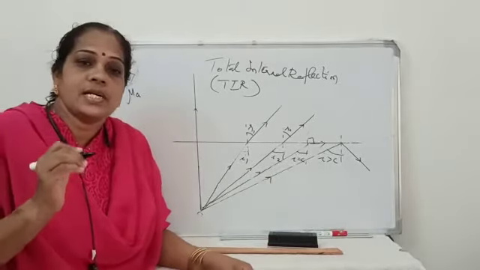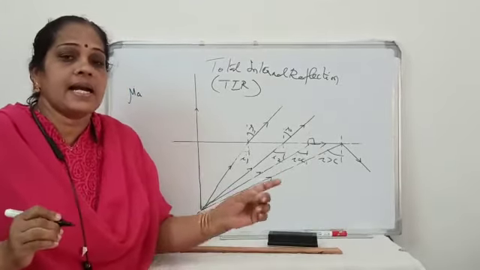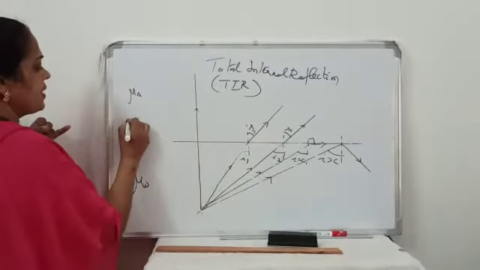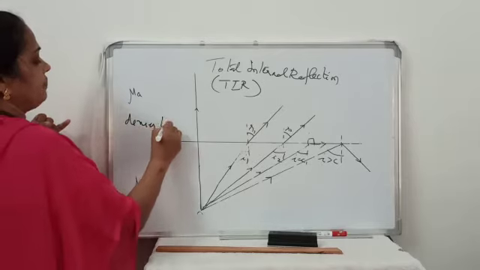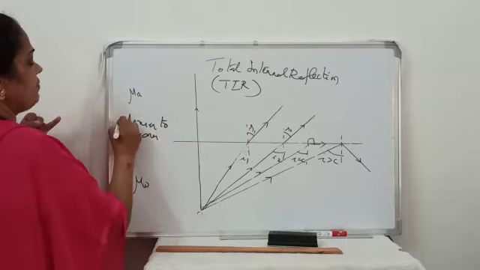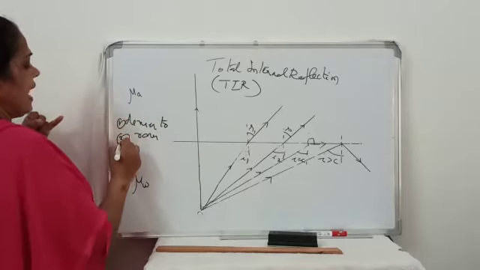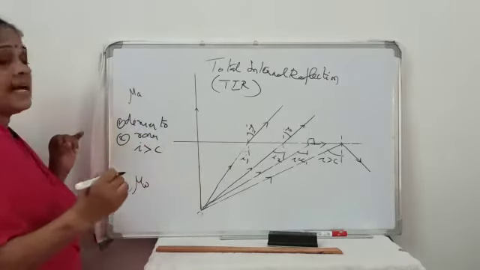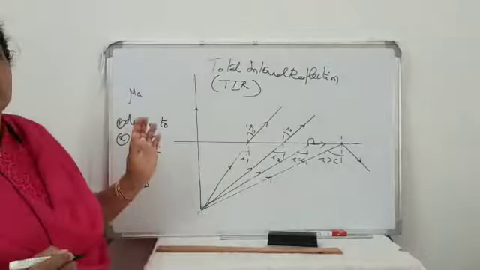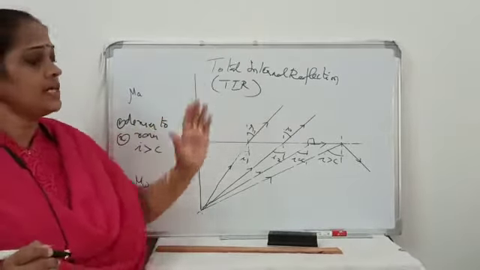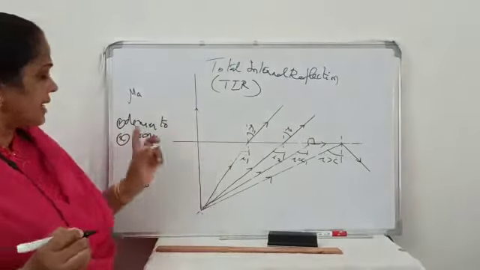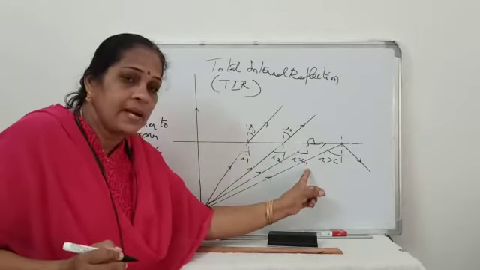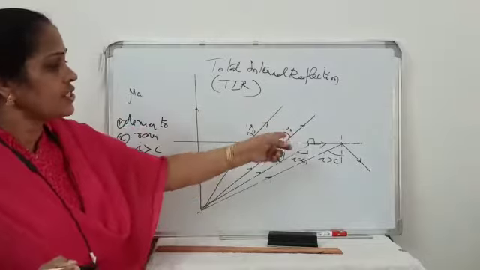For total internal reflection to take place, the conditions are: number one, light must travel from denser to rarer. And the second is, the angle of incidence must be greater than the critical angle. These are the two conditions for total internal reflection to take place. Critical angle is the angle of incidence in the denser medium for which the angle of refraction in the rarer medium is 90.